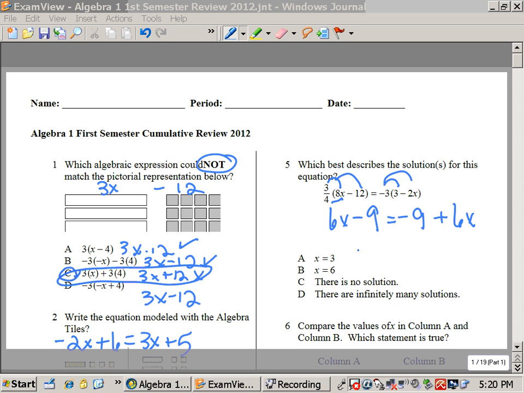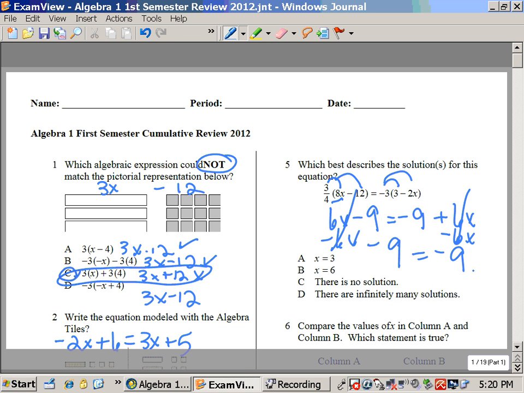Okay, so on number 5, now I need to move the variables to the left, so I'm going to subtract 6x from each side, and the 6x is canceled. I'm left with negative 9 is equal to negative 9. Since these two numbers are equal to each other, we have infinitely many solutions.